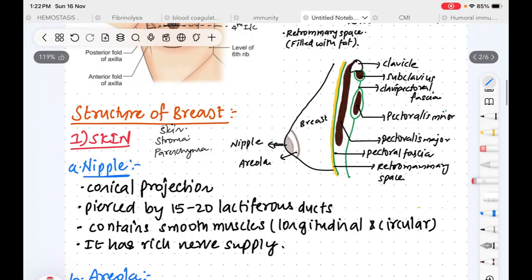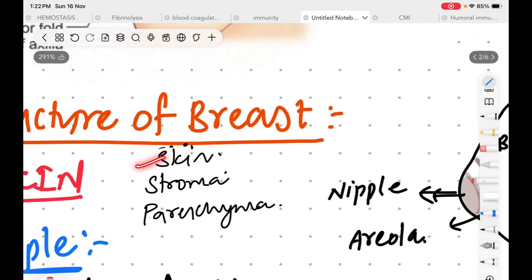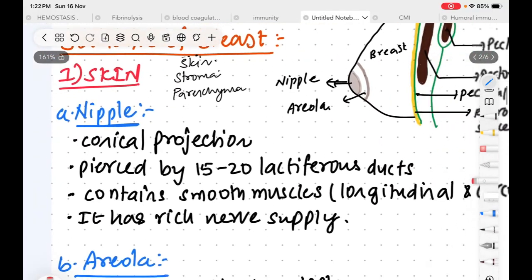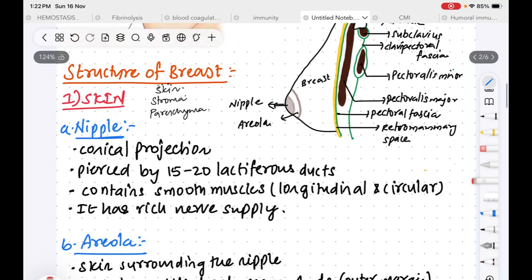Now we'll be studying the structure of the breast. The structure of the breast can be studied under three headings: skin, stroma, and parenchyma. First we'll talk about skin. Skin is further studied under two subheadings: nipple and areola. Now what is this nipple? The nipple is a conical projection, and it is pierced by 15 to 20 lactiferous ducts.